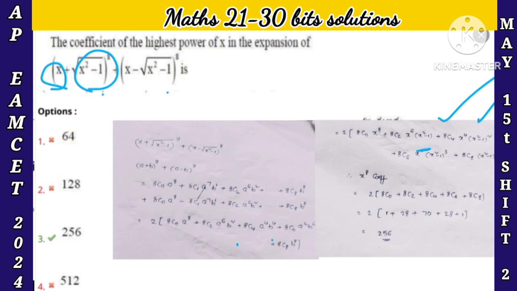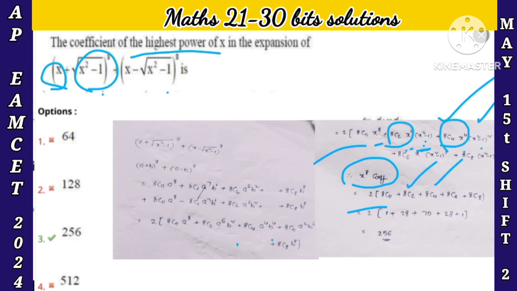Okay, now what is the given question? The quotient of the highest power of x. Observe here, what is the highest power of x? x^8. Now I am taking the x^8 quotient. The x^8 quotient is 8C0. Then x² into x^6, the x^8 quotient is 8C2. Then x^4 into x^4, the x^8 quotient is 8C4. Simply take the quotients of these terms: 8C6, 8C8. Find all the values and add them, and you get 256.